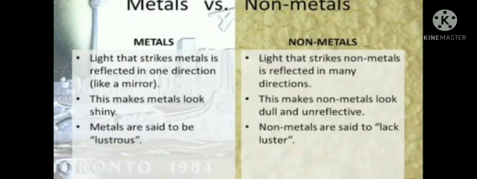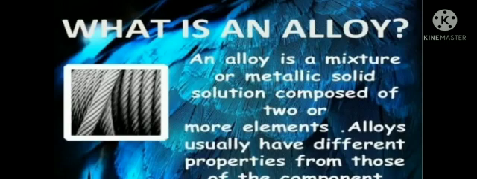Now, metal versus non-metal. Light that strikes metals is reflected in one direction, like a mirror. Light that strikes non-metals is reflected in many directions. Metals look shiny and are lustrous, but non-metals are dull and lack luster. Let us see what an alloy is. An alloy is a mixture or metallic solid solution composed of two or more elements. Alloys usually have different properties from those of the components.